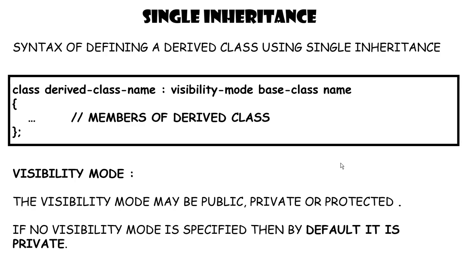Okay, now here we will see the syntax of single inheritance. While writing the code, you will write the class keyword first, then you will write the derived class name or the new class name which you want to use for the new class.